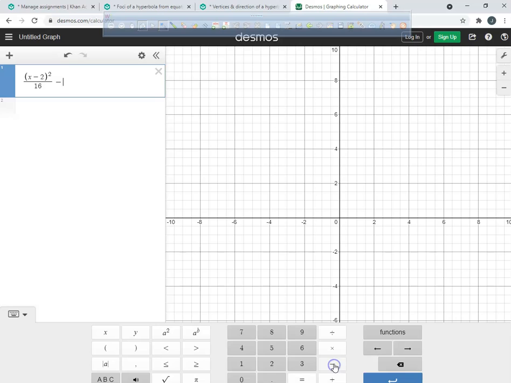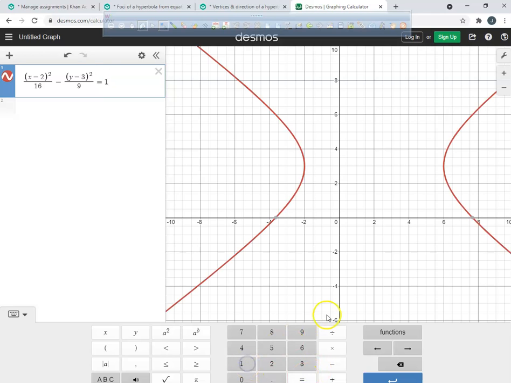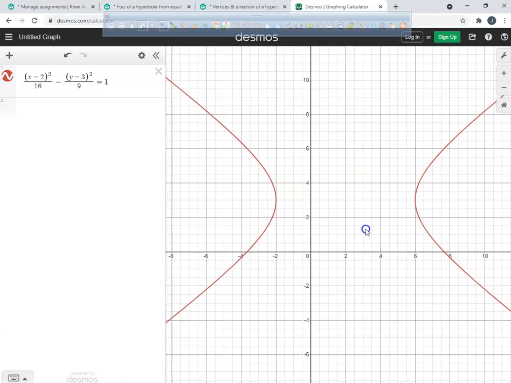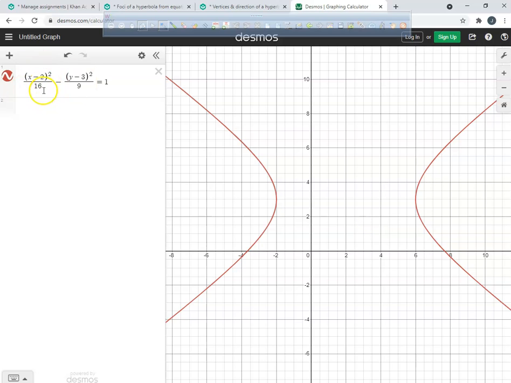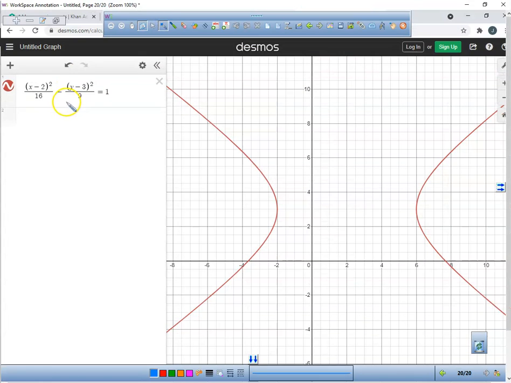And then I'm going to put minus, parentheses, y minus 3, close parentheses, squared, over 9, equals 1. What I'd like you to do right now is, in your journals, we are going to build everything together with this. So all I want you to do right now in your journals is write this down exactly as it appears.